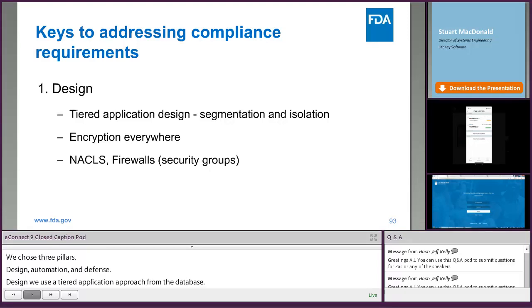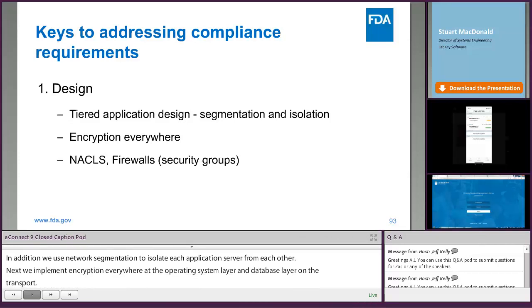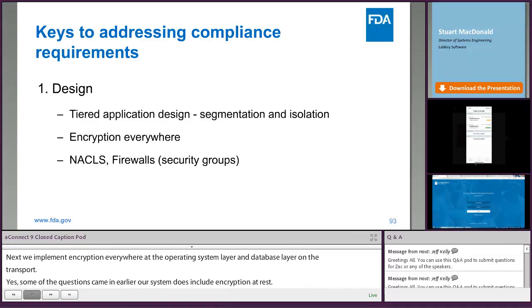Next, we implemented encryption everywhere, at the operating system layer, at the database layer, at the file layer, and at the transport layer. And yes, as some of the questions came in earlier, our system does include encryption at rest. And lastly, we created a comprehensive list of network protocols and ports that are used by the application so that we can limit the network traffic to only those that are used by the application.